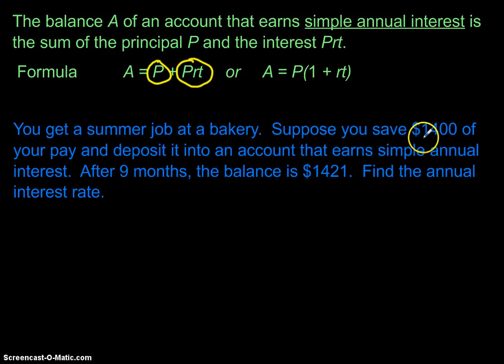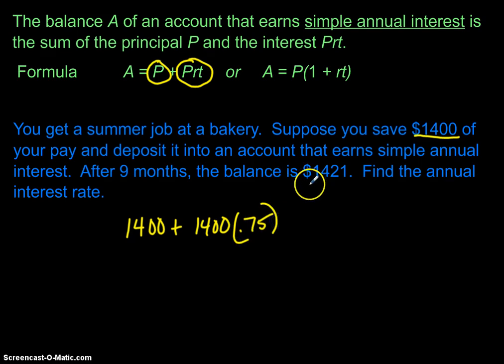Okay, so let's figure this out. Suppose you save $1,400 of your pay and deposit it into an account. Okay, that's the initial deposit. That is called the principal, $1,400. Notice the principal is in 2 places here, plus 1,400. Okay, now we got to find the rate, which is little r. 9 months. Well, it's supposed to be in years. So how can we put that into years? Well, 9 out of 12 is 3 out of 4, which is 0.75.